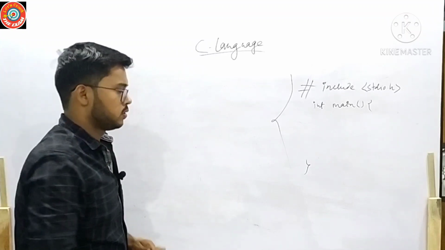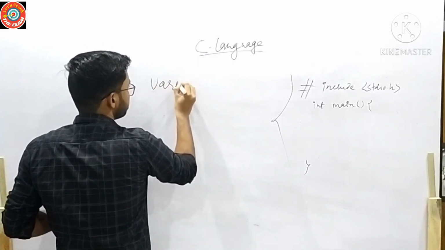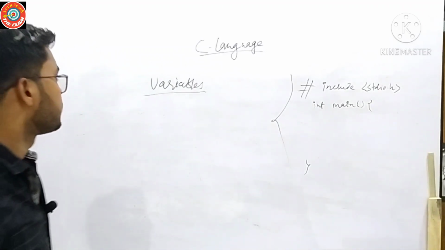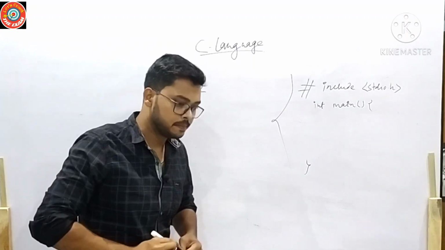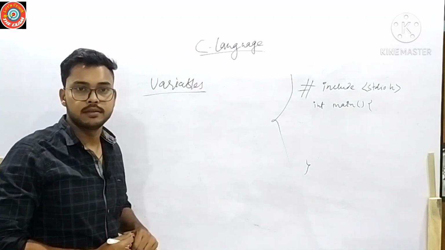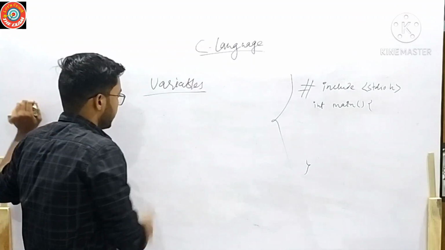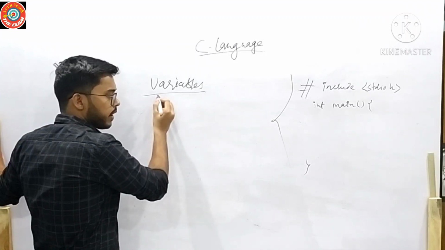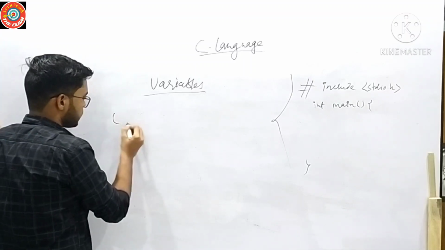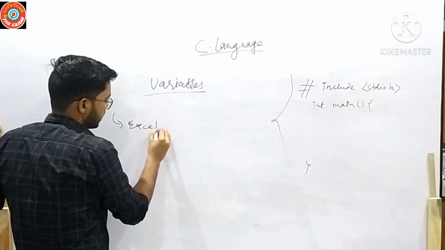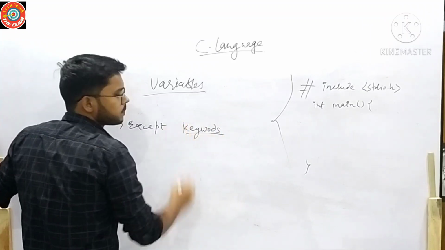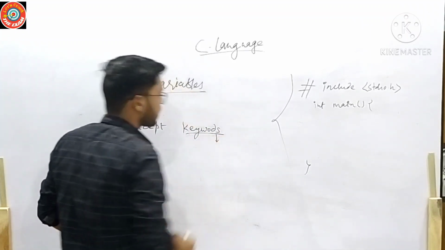Okay, so now we will see variables. What are variables? Variables are an entity whose value can be varied. So anything that is varying is called a variable. So we can name our variable anything except keywords. Now what are the keywords?